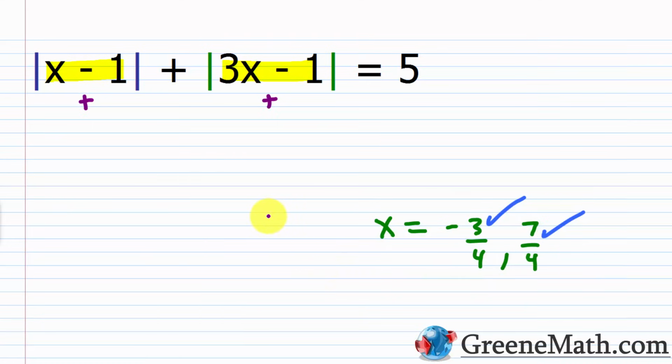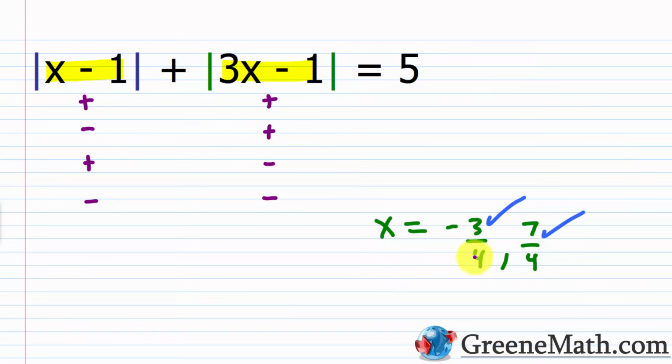Then another scenario would be this one's negative and this one's positive. So in other words, I would put a negative out in front of this and say the negative of x minus 1 plus, and then this guy's positive, so 3x minus 1, and this equals 5. So I'd solve that equation. Right, and you keep going. So this would be positive and this would be negative, and this would be negative and this would be negative. So you basically have 4 equations to set up and solve, but then you get extraneous solutions. So you have to go back and check each one of those, okay?